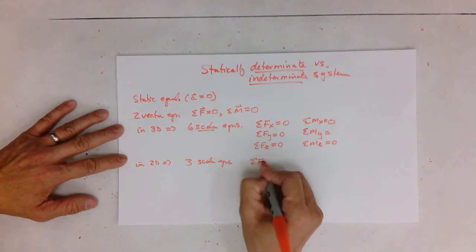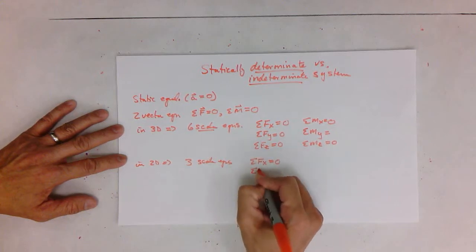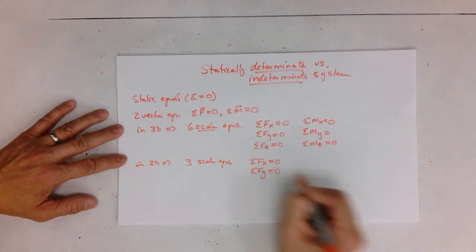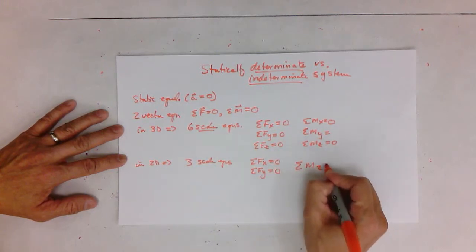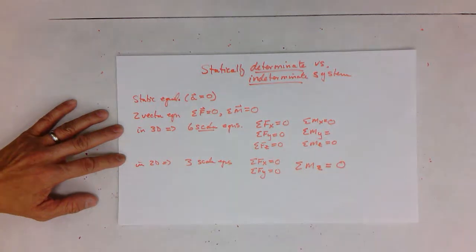So there's only, say, an x and a y direction. There's no z direction, so we can only sum forces in those directions. In this case, there are only moments rotating out of the plane. So there will be only moments in this direction.